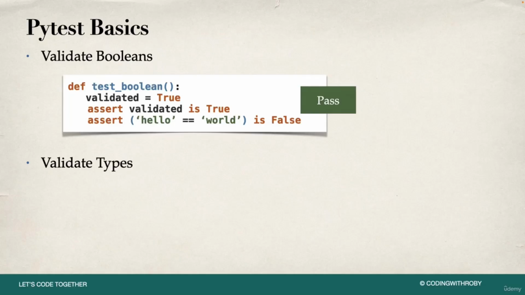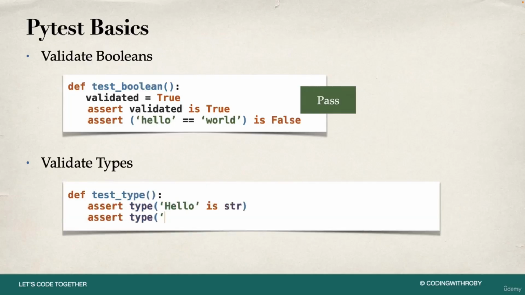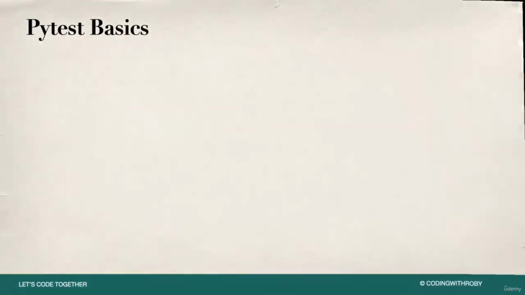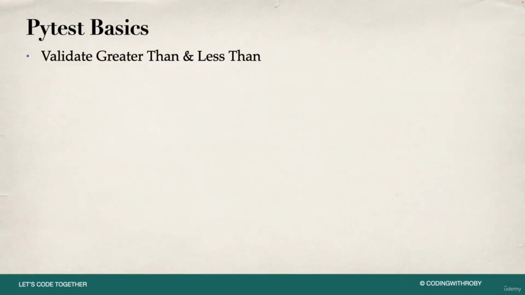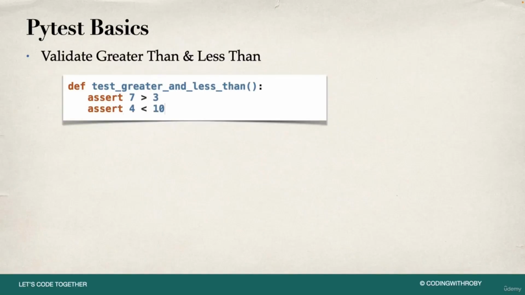We can validate types, so we can say def test_type, assert type("hello") is str. And then we can say assert type("hello") is not int. So here we are again with two strings where hello is a string, but it is not an int. So they're both passing. We can also validate greater than or less than values. So if we create a new test, we can say assert 7 is greater than 3, which it is. And we can say assert 4 is less than 10, which is also true.